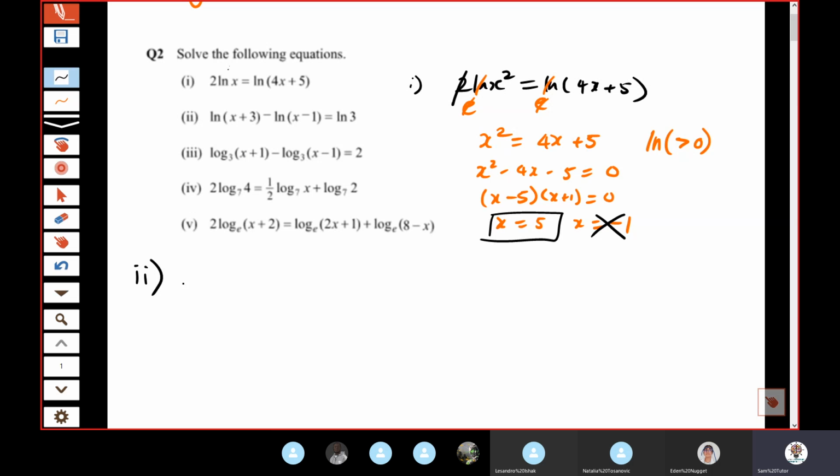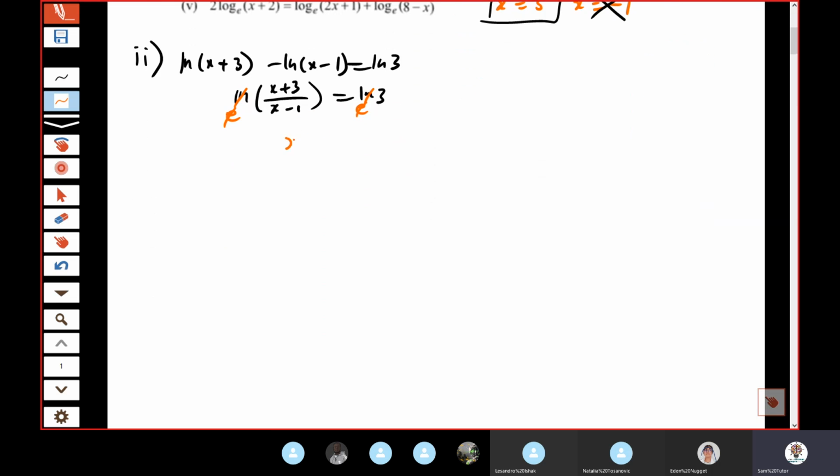What do we do with this one? Too easy. Turn it into a division. Log of x plus 3 on x minus 1 equals log 3. Again, have a look. It looks exactly the same as the line you would have had here with logs and logs. So how do I get rid of the logs? You would exponential it now. So after you use your log laws by dividing, you're left with x plus 3 on x minus 1 equals 3, and that is nice and easy to solve.